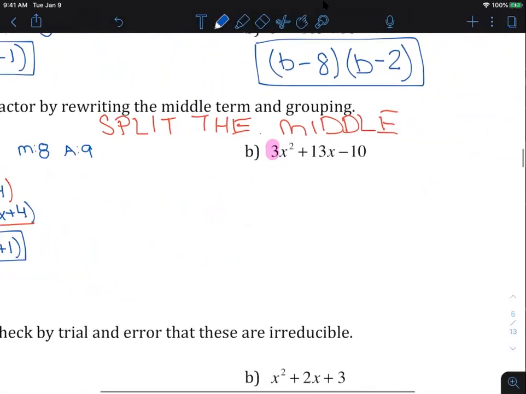Okay, part B. Since I have done a bunch of these in class now and in your notes, I'm going to have you stop and I'm going to have you try this one.